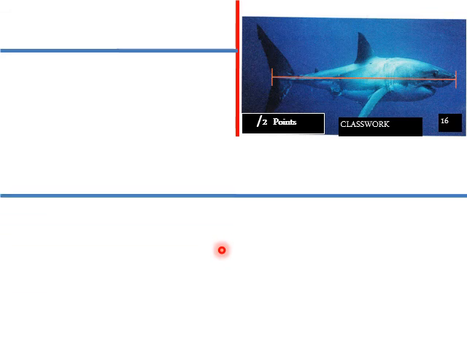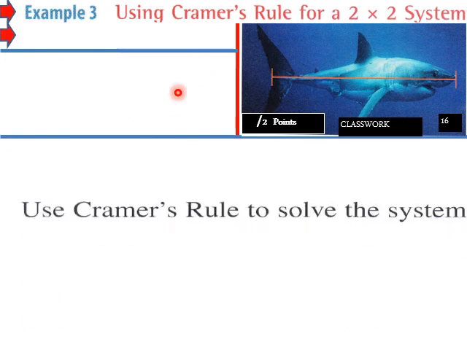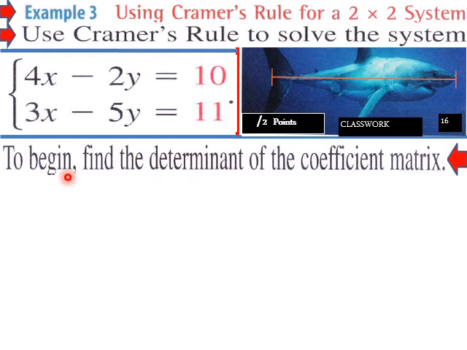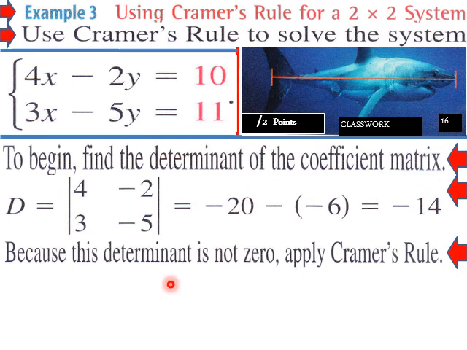Okay, well, let's try some of this. There's a lot there to digest. Using Cramer's rule for a 2x2 system. Use Cramer's rule to solve this system here. Here's our system. So to begin, find the determinant of the coefficient matrix. So our coefficient matrix would be what? So we have 4, negative 2, 3, and negative 5. So our D would equal that. And then our determinant here will be negative 14 for our coefficient matrix.